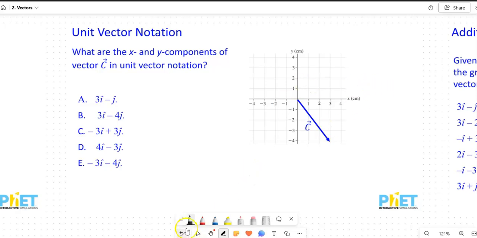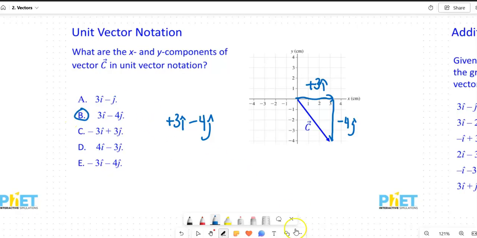Okay. So vector C is pointed to the right 3 boxes. So it's going to be a positive 3i hat. And it looks like it's pointed down 1, 2, 3, 4. So negative 4j hat. So we're looking for positive 3i hat minus 4j hat. Positive 3, negative 4. So B looks like the correct choice.